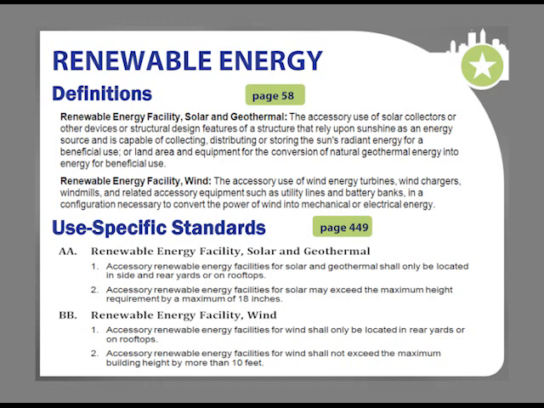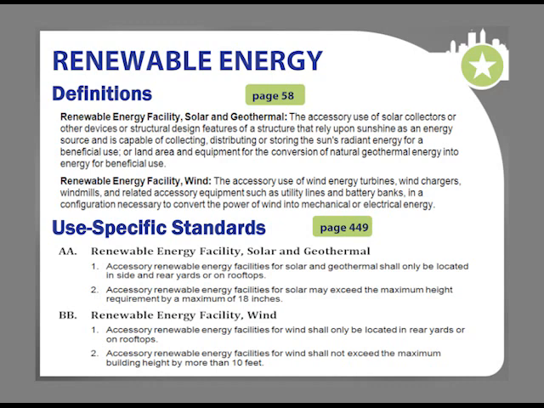For example, solar and geothermal facilities may only be located in the side and rear yards or on a rooftop. If they're on a rooftop, you may exceed the maximum height limitation for a building by up to 18 inches. So they can extend above the maximum height, but by no more than 18 inches.